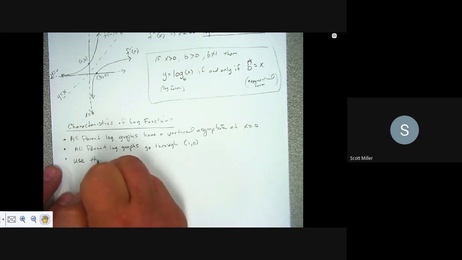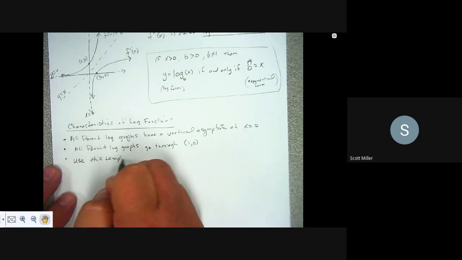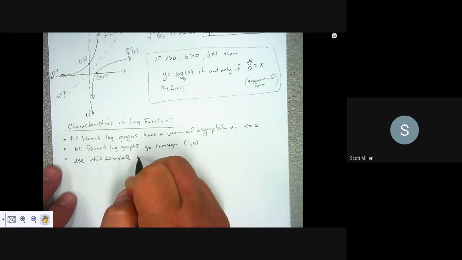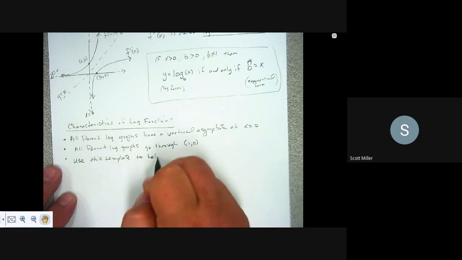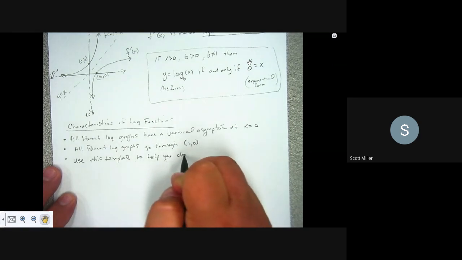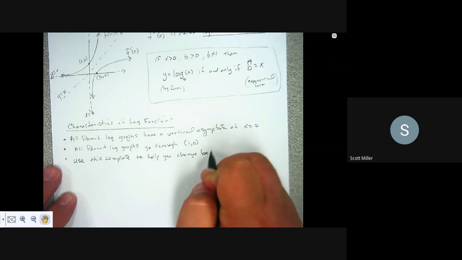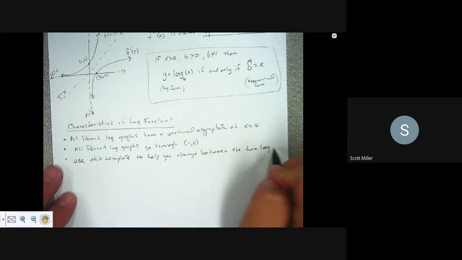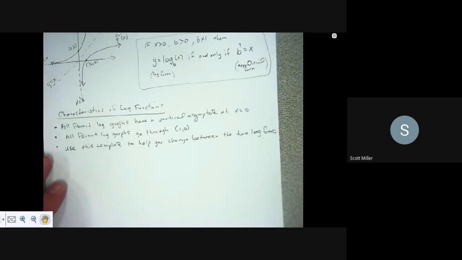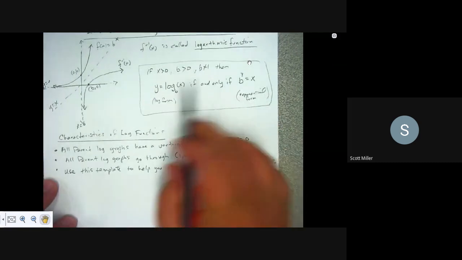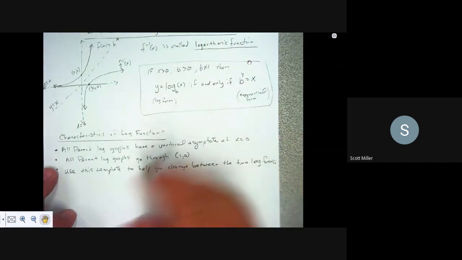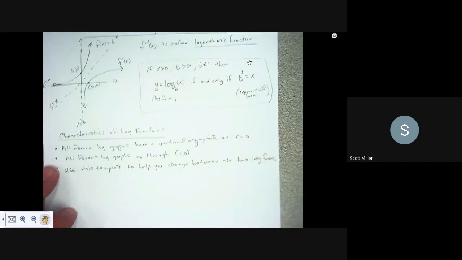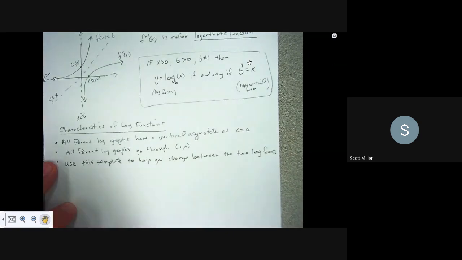Use this template to help you change between the two log forms. And I just use this little tip right here to help people be able to switch back and forth between the two forms. I try to avoid X's and Y stuff because it could be ugly and weird looking.